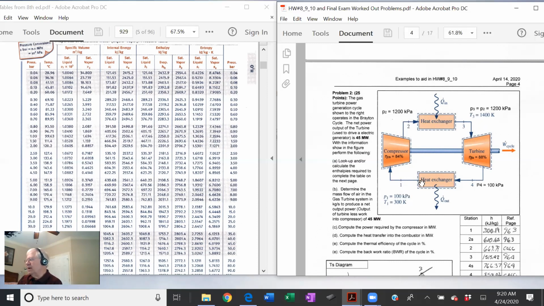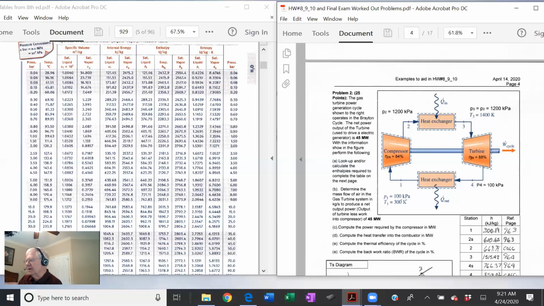But let's look at this circuit. So we bring in air. We could bring it in through this heat exchanger or bring it in directly from the atmosphere. It's pretty much atmospheric conditions. You see it's 1 bar and 300 K. That's the atmospheric conditions. It goes through the compressor and it's compressed up to 12 bar. Just move your decimal place 2 places to the left.